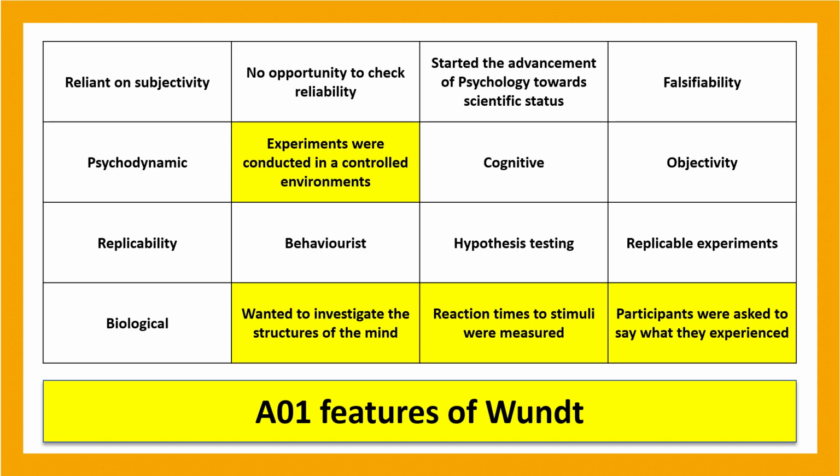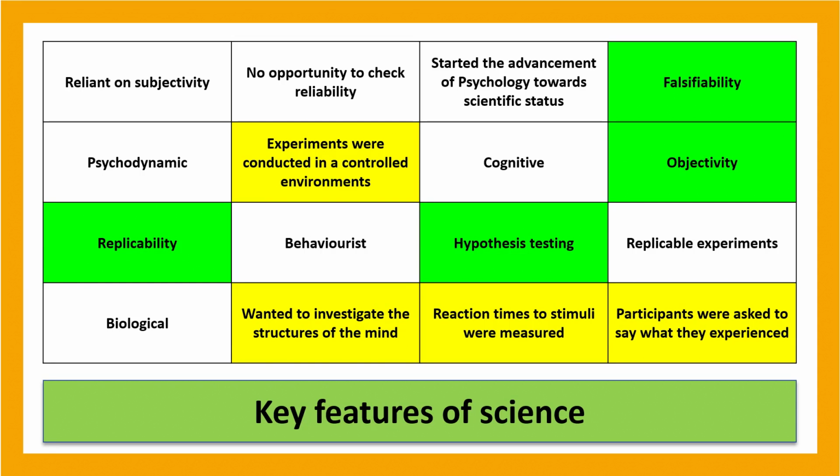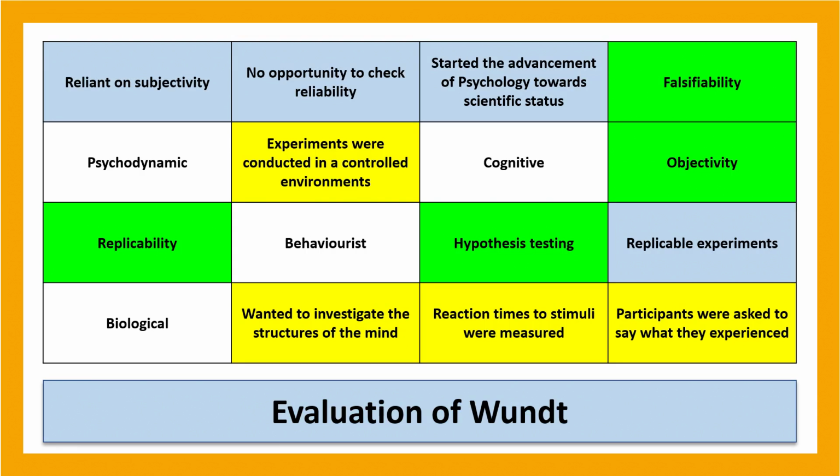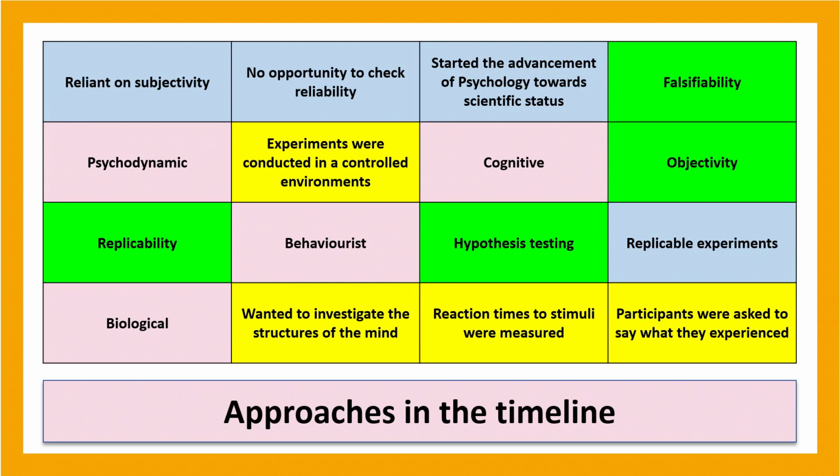So our first set are highlighted on the screen, and these 4 belong together to form one set because they are all AO1 features of Wundt. In green, we've got 4 that belong together because each of those 4 are a key feature of science. And in blue, we've got 4 things that go together to form a set because they are all evaluation points that you could use of Wundt. And finally, in pink, we have 4 approaches that you would find on the timeline. So well done if you got any of those.